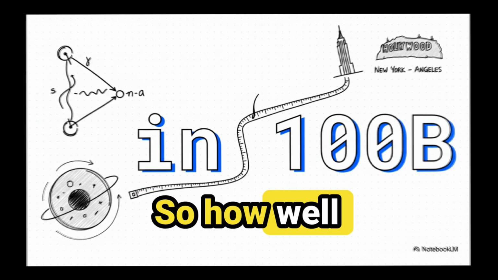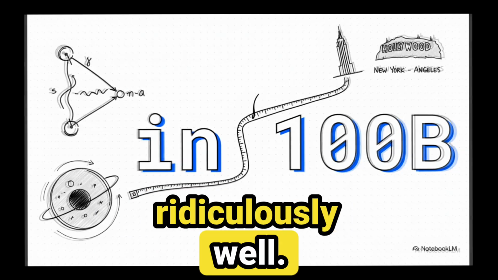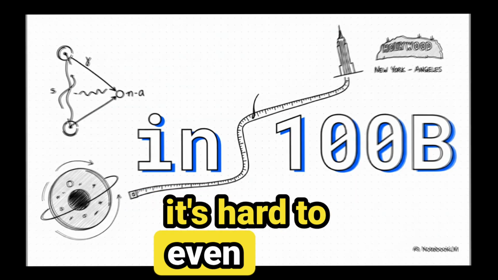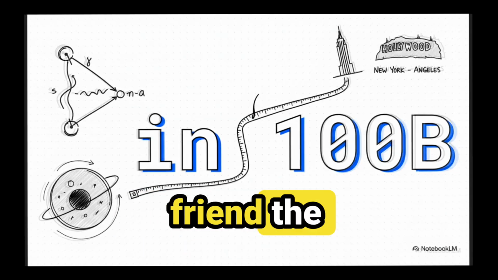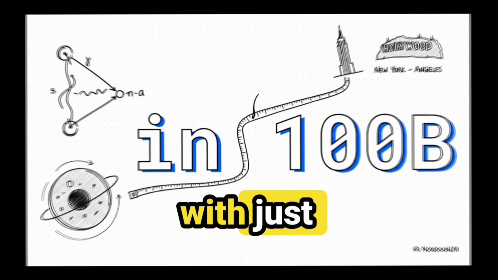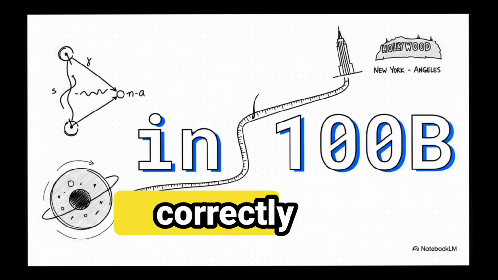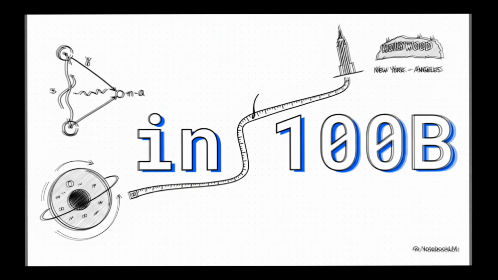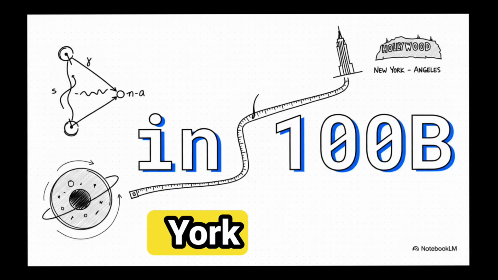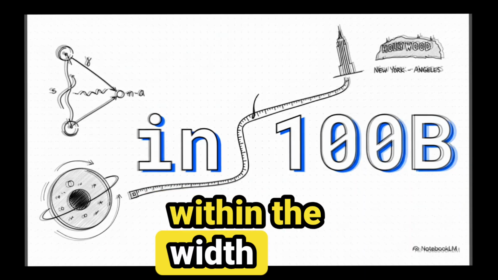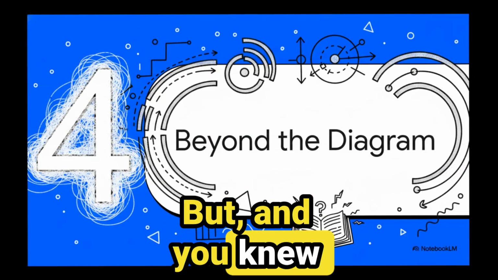So how well does this model actually work? The answer is ridiculously well. I mean, it's so accurate it's hard to even wrap your head around. Predictions made using the standard model, calculated with our friend the Feynman diagram, match experiments with just astonishing precision. For example, the theory predicts a property of the electron correctly to 1 part in 100 billion. 100 billion! To put that in perspective, that's like measuring the distance from New York to LA and getting it right to within the width of a single human hair.